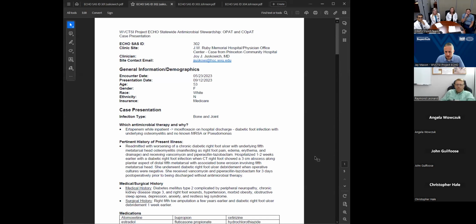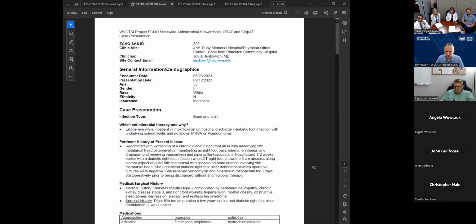And the thought process here was that this was a diabetic foot infection in a patient with underlying osteomyelitis, but without any known history of MRSA or Pseudomonas. So a polymicrobial process. This patient was readmitted with a worsening of a chronic diabetic right foot ulcer with underlying fifth metatarsal head osteomyelitis. She presented with right foot pain, erythema, edema, and drainage. She was receiving vancomycin and Zosyn at the time we were evaluating her. She had been hospitalized 1 to 2 weeks earlier.